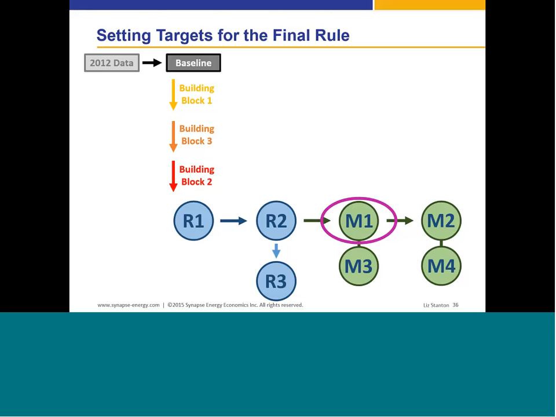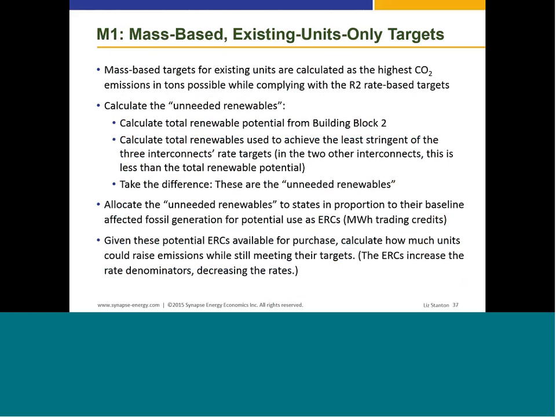We can talk in a moment about why those are different compliance pathways if their targets are actually identical. But we'll first introduce the M1 and M2. The M1 is the mass-based target for existing units only. So if you were a state choosing this, you would be applying it to the total mass, the total tons of CO2 emitted by your existing units, where existing means either having been in operation in 2012 or under construction as of 2014, which is the under-construction date.